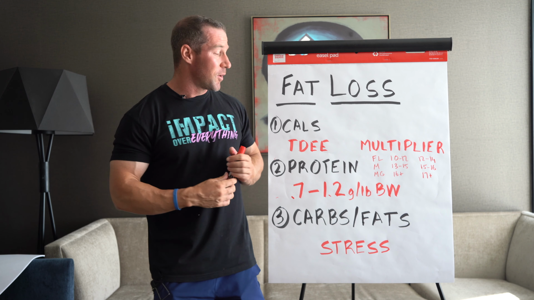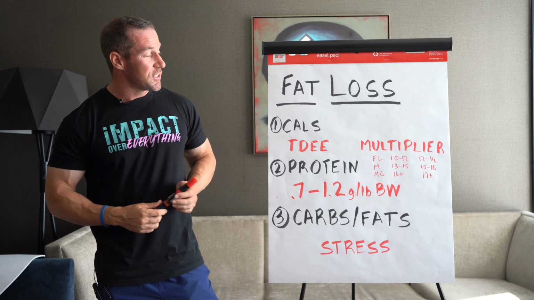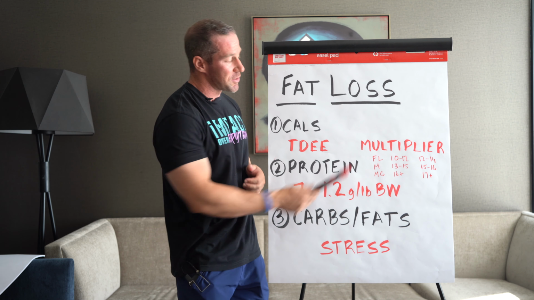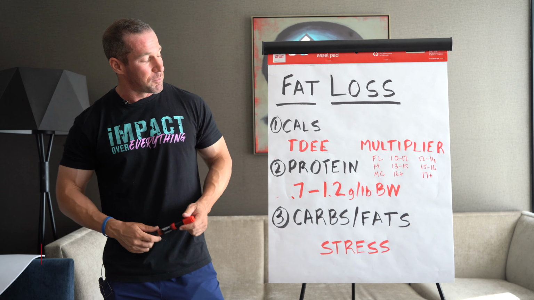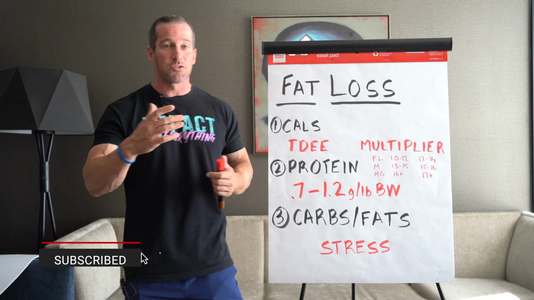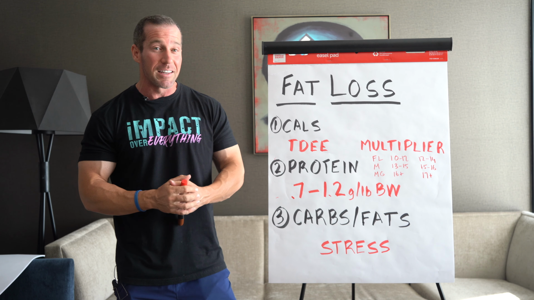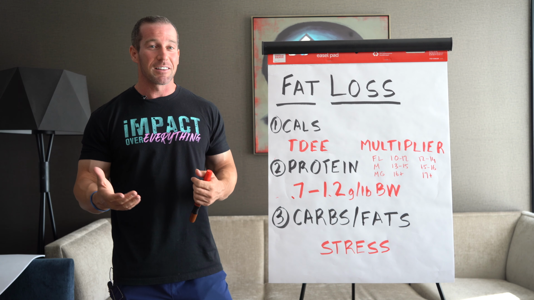So one more time, we're going to figure out your calories. We don't have to use the complex daily energy expenditure equation. We're just gonna use the multiplier system. We're gonna get you the right amount of protein. We're gonna match up your carbs and fats relative to the amount of stress in your life. You're gonna stay consistent, you're gonna stay compliant, and of course, you're gonna choose impact over everything.